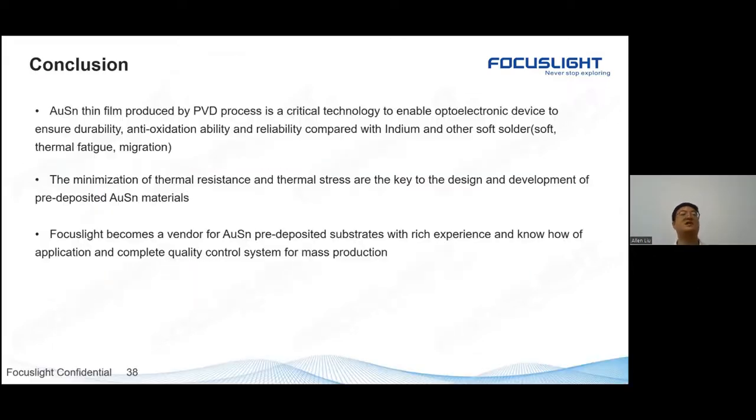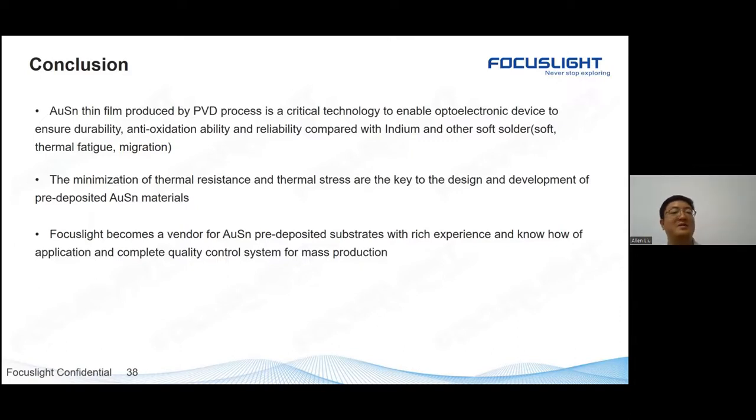So just a conclusion. Coating thin film produced by some thin film technology, for example, PVD process, is a critical technology to enable the device, the quality, the reliability, and the stability to be higher. Compared with the indium solder and other solder, the coating is the best solution for laser chip bonding application.